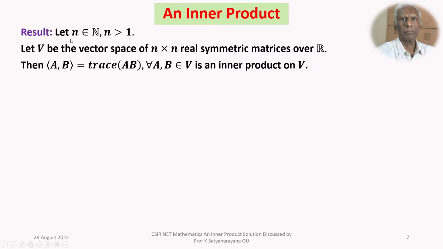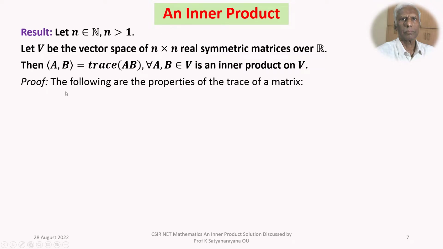Result: let n be a natural number, n greater than 1, and we have V, the vector space of n by n real symmetric matrices over the field of real numbers, and the inner product is defined as bracket A comma B equal to trace of the product of the matrices AB, for all A, B belonging to V. We have to show that this defines an inner product on V. So before entering into the proof of it, we first review the properties of the trace of a matrix. We recall the properties.